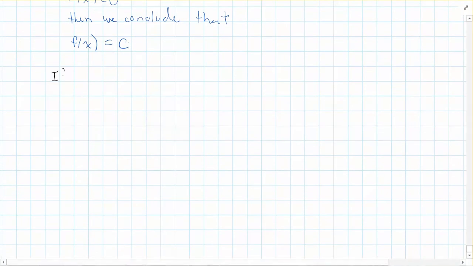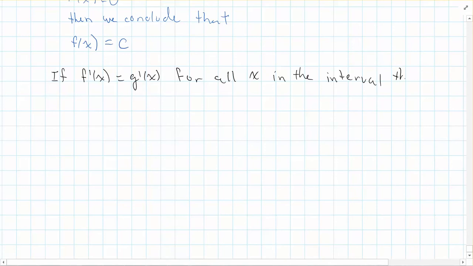If f prime of x equals g prime of x for all x in the interval I, then f of x minus g of x is equal to some constant c for all x in the interval.